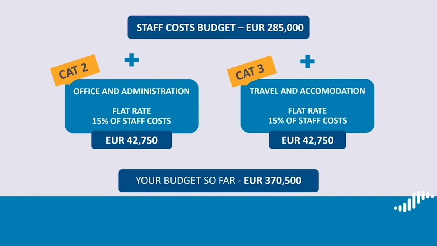Back to our calculation, if we sum up the budget planned so far, we get about 370,000 euros. It can happen that the mentioned flat rates will lead to under or overcompensation. This is a natural consequence of flat rates, and the result will not be balanced with the real costs.